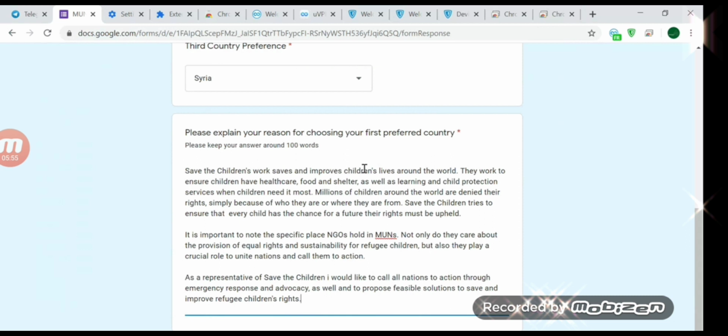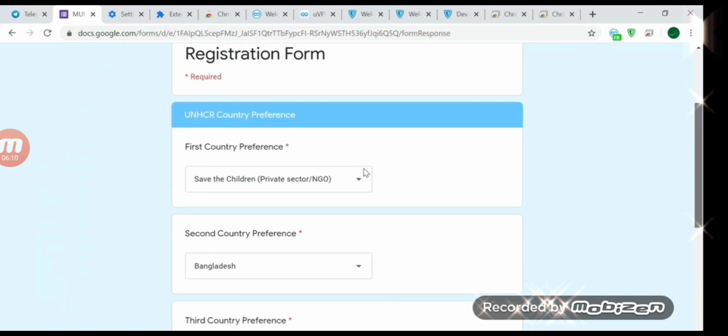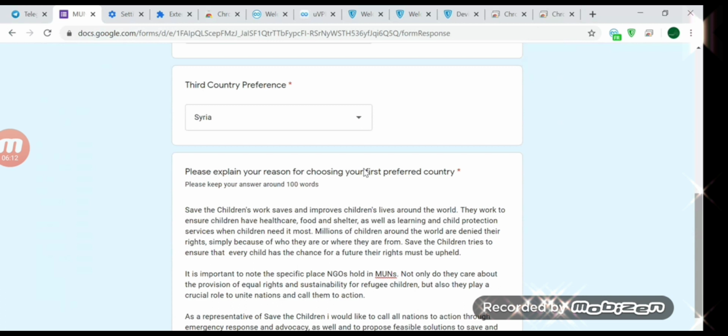Alright guys, I finished my next essay right here and I wanted to explain why I wrote what I wrote. So the question was, please explain your reason for choosing your first preferred country. Since I chose NGO, which is Save the Children NGO, I decided to explain why I chose this NGO specifically.